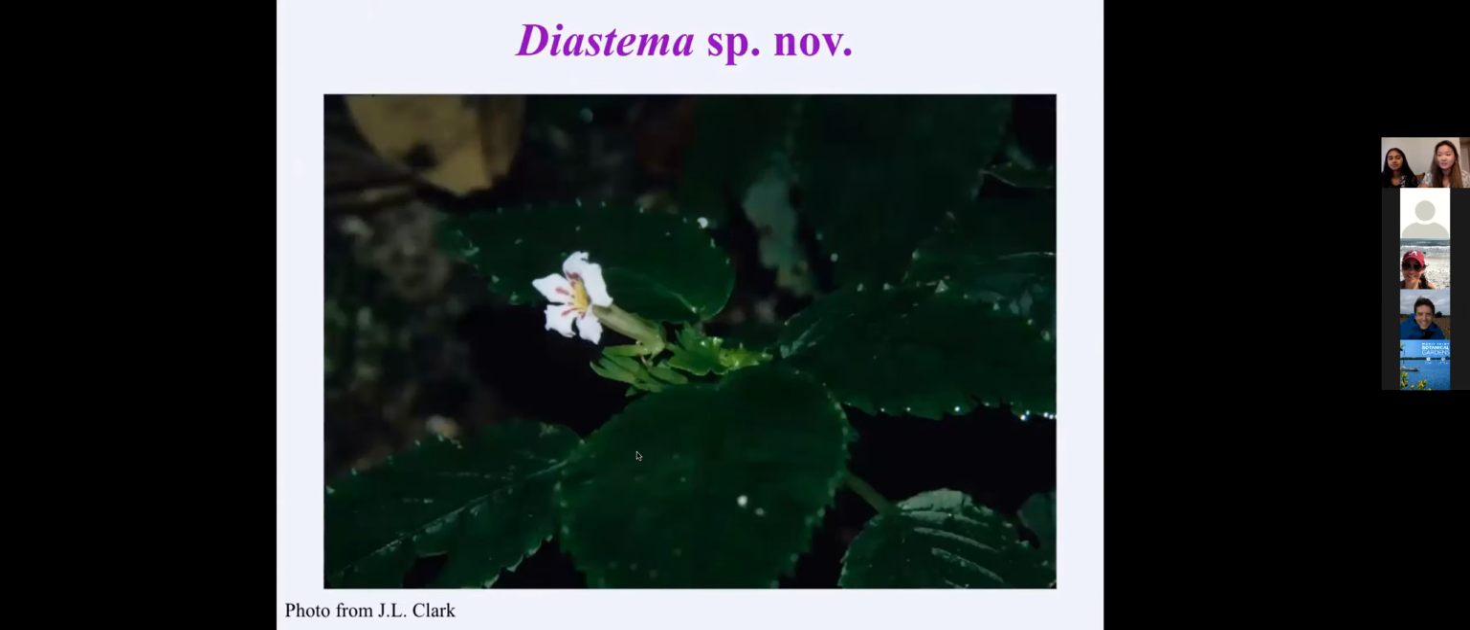This is a Diastema species that was photographed in Ecuador. It's an example of the scabrum-like lineages. This lineage is smooth and has no hairs. There is also still ongoing work on the morphology to match the scabrum-like species to clades.